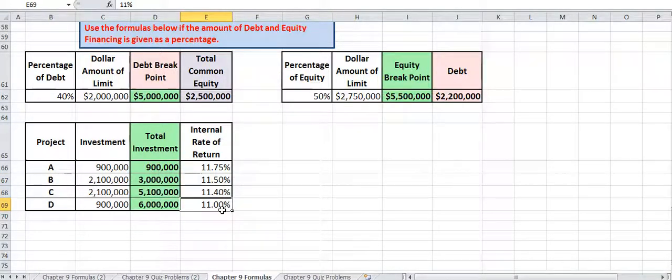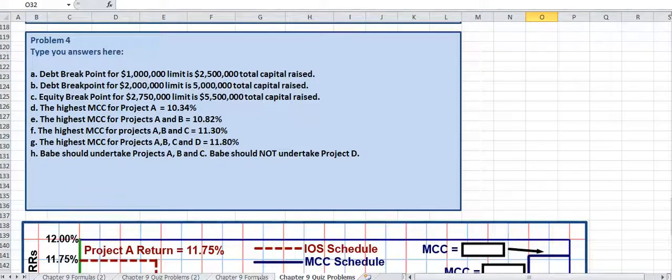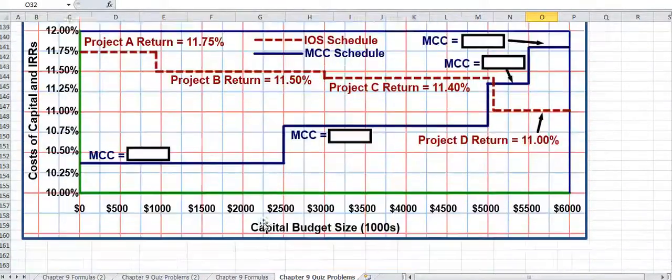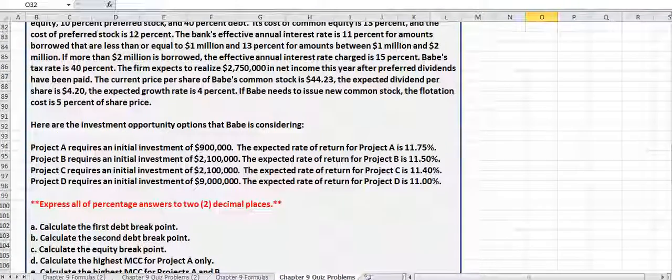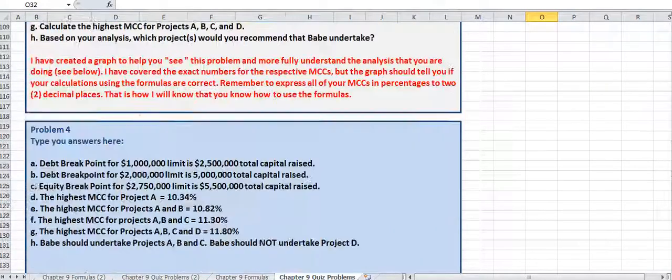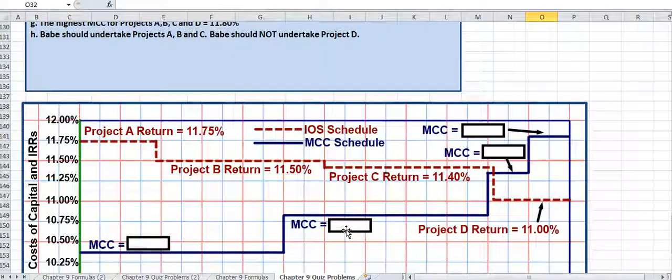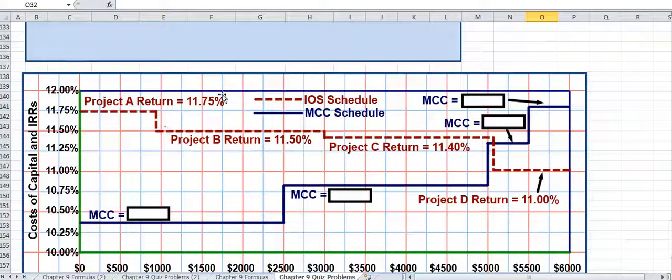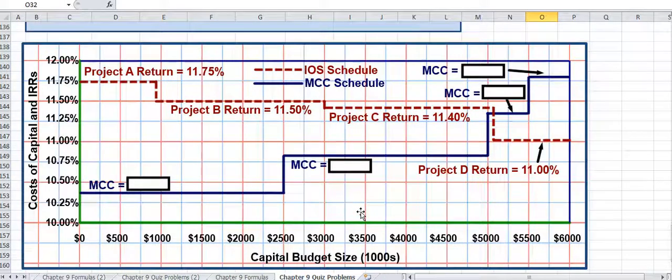But for project D, when we add that in, we get a return of only 11% and a cost of 11.8. So that's why we do projects A, B, and C, and we don't do D. And that is problem number 4 for your homework. I hope that helped you, and I hope you understand this whole idea of marginal cost of capital breakpoints and how we determine cumulatively which projects we should do and which projects we should not do. Okay.